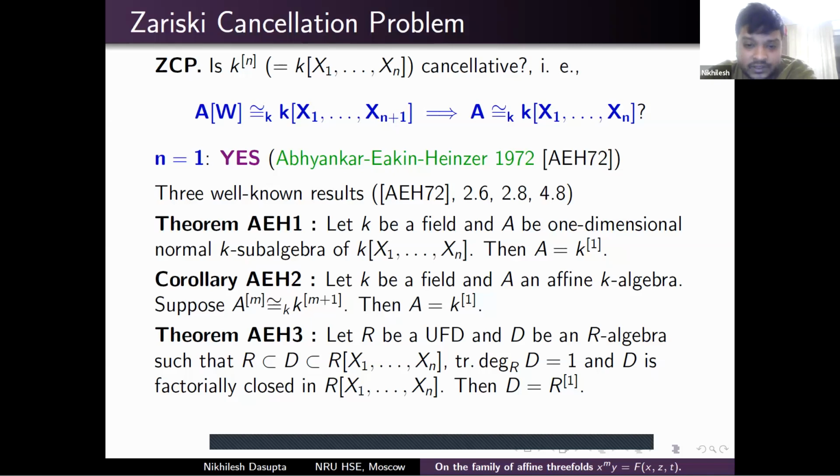In R[x1, x2, ..., xn], then D equals R[f]. So it's a little bit of a generalization of the first theorem over UFDs. Well, why this theorem is interesting, you can see.